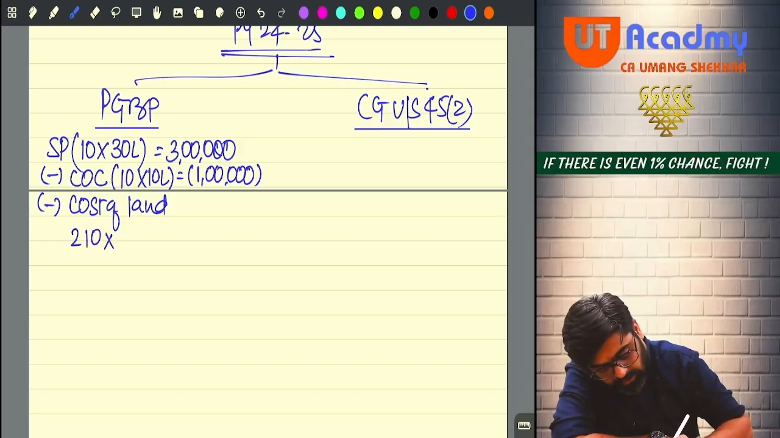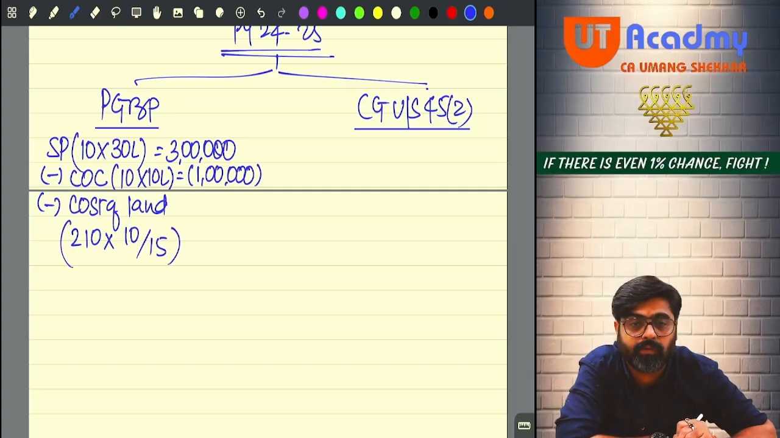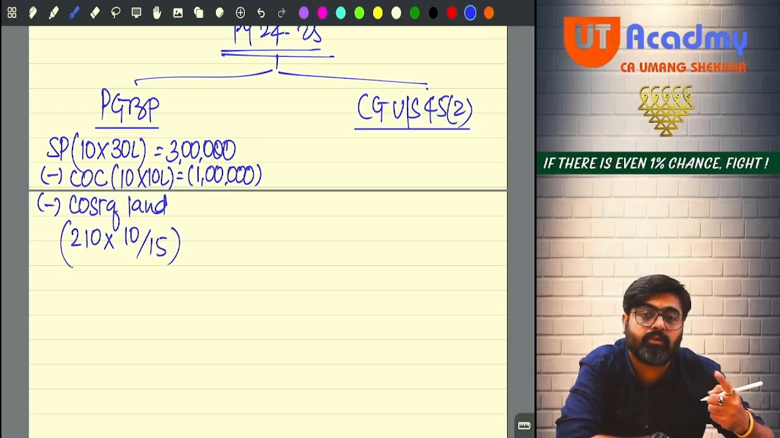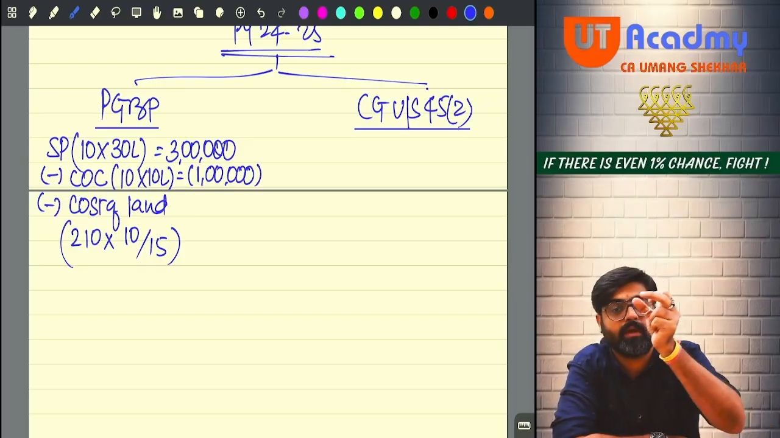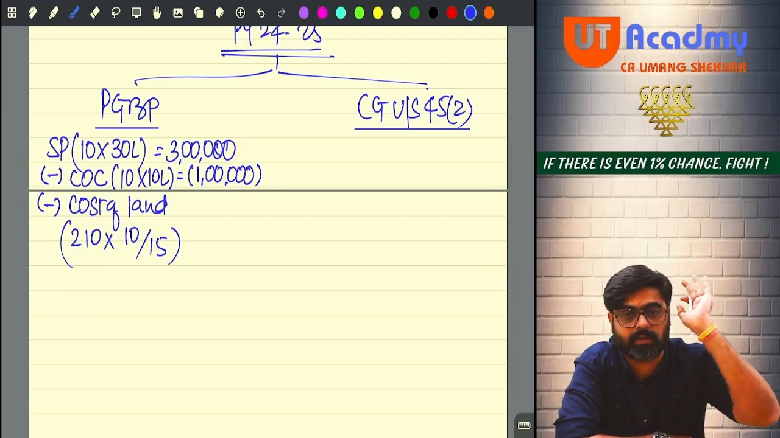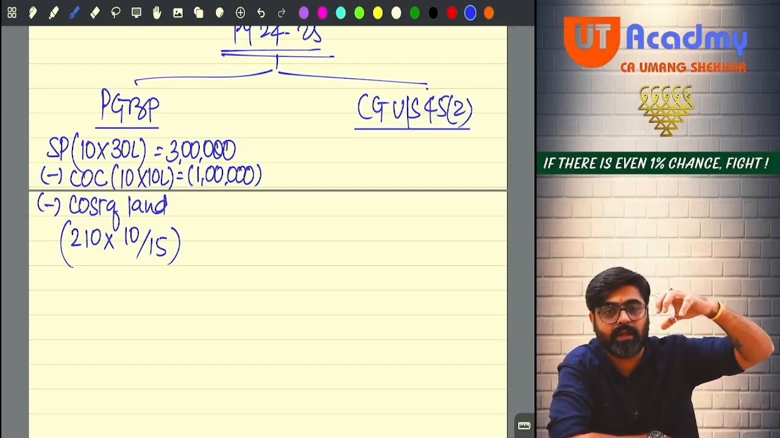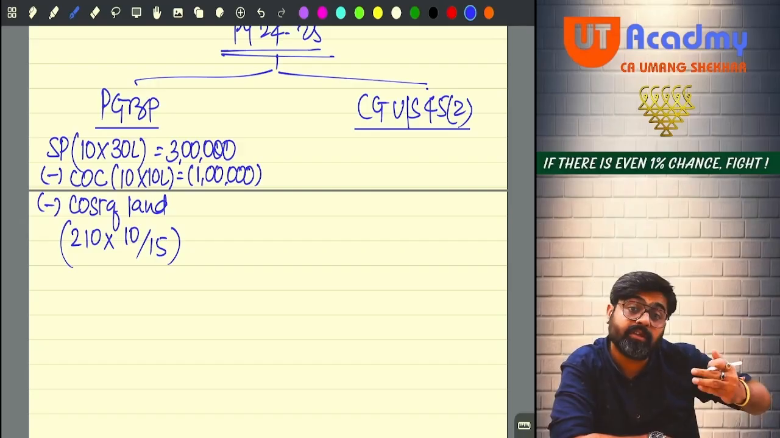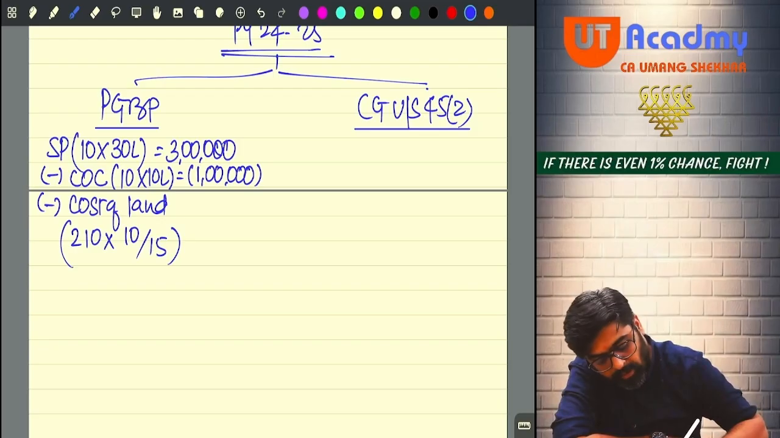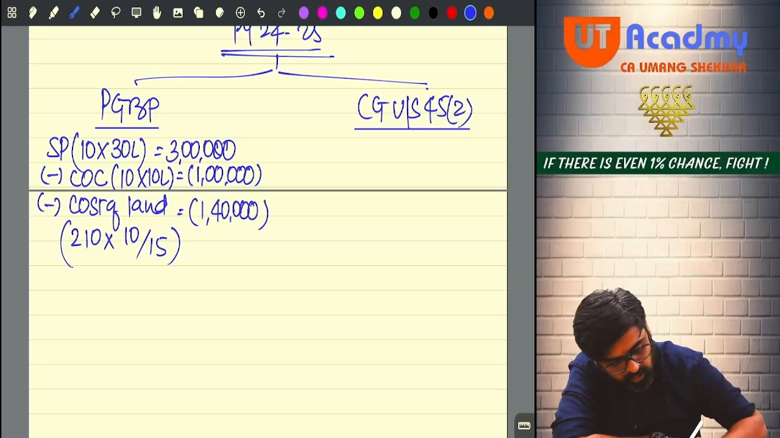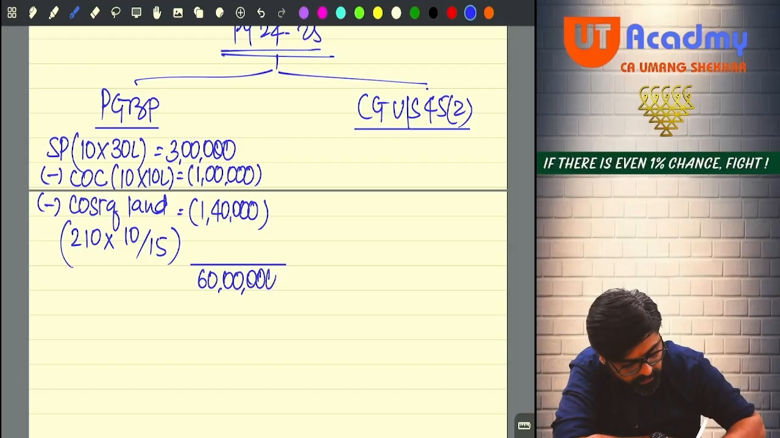So, what I will be doing? 210 into 10 upon 15. This will be my cost of land which is getting sold as stock in trade. This is the fair market value of that land as on the date of conversion. I will not take the entire fair market value. I will take only that fair market value which is related to that land which is getting sold as stock in trade. Yes or no? So, it will be 1 crore 40 lakhs. Any other thing to be reduced? No, sir. So, can I say 60 lakhs will be my PGBP income?